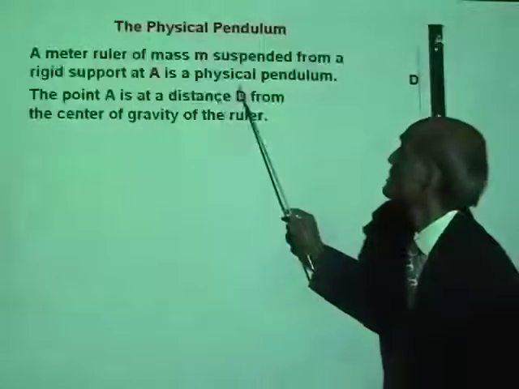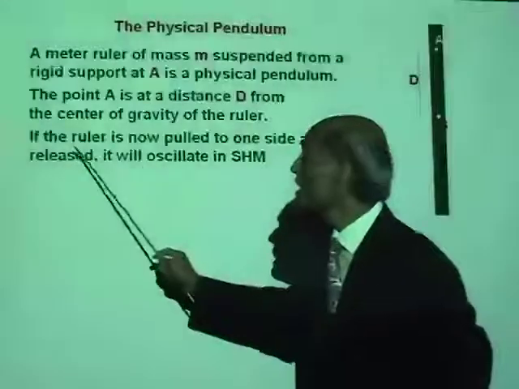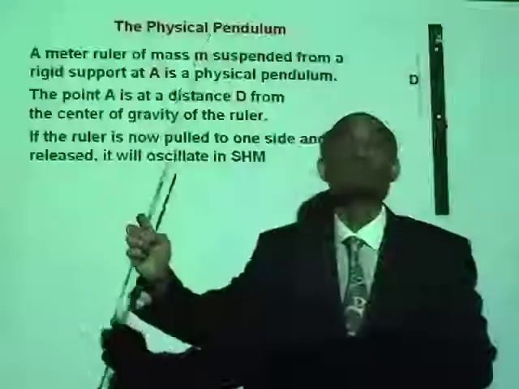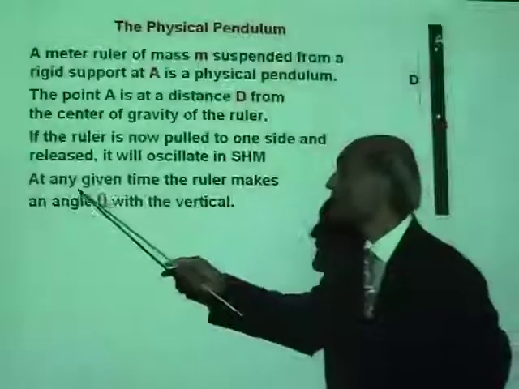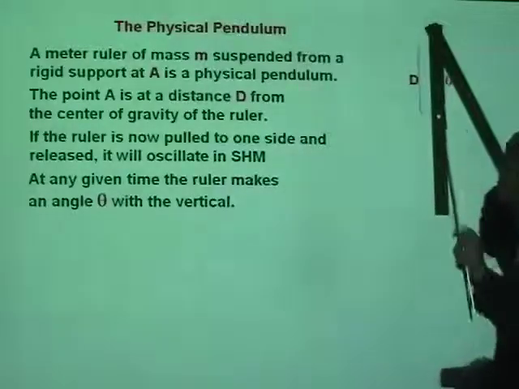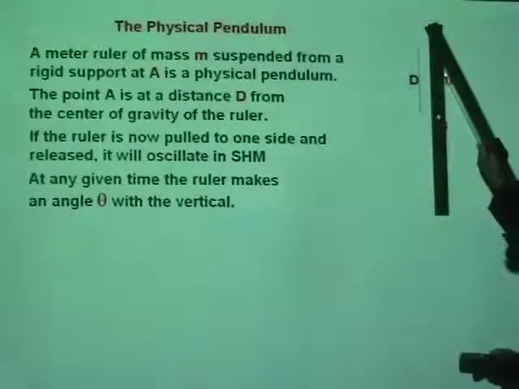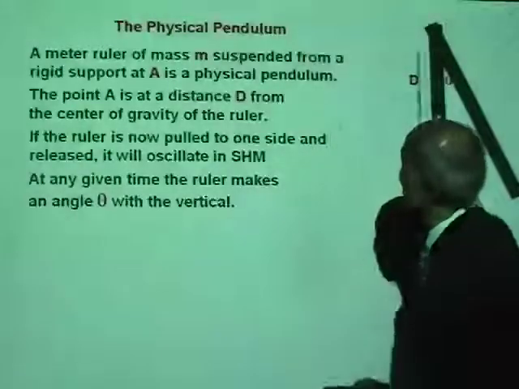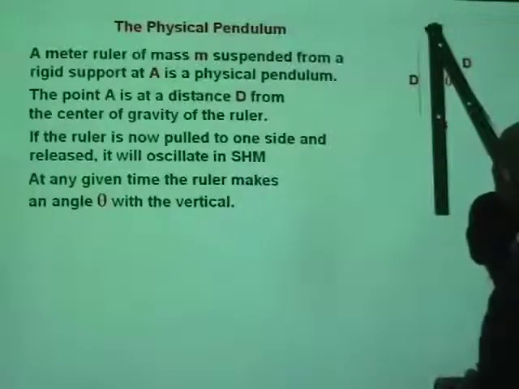Point A is at a distance d from the center of gravity of the ruler. If the ruler is now pulled to one side and released, it will oscillate in simple harmonic motion. At any given time, the ruler makes an angle theta with the original position. This is the original position. At any given time, the ruler can be somewhere here, making an angle theta with the original position or the vertical. Now, this is the distance d.